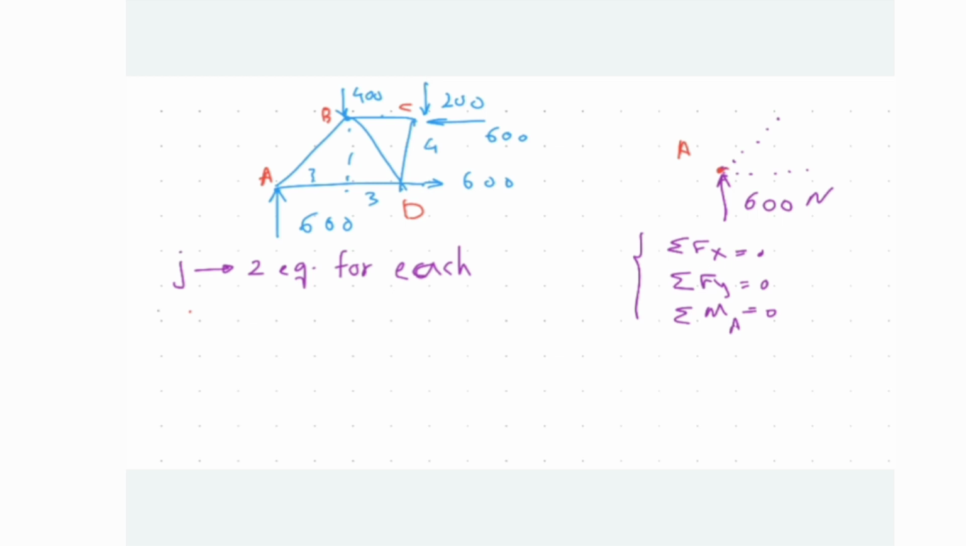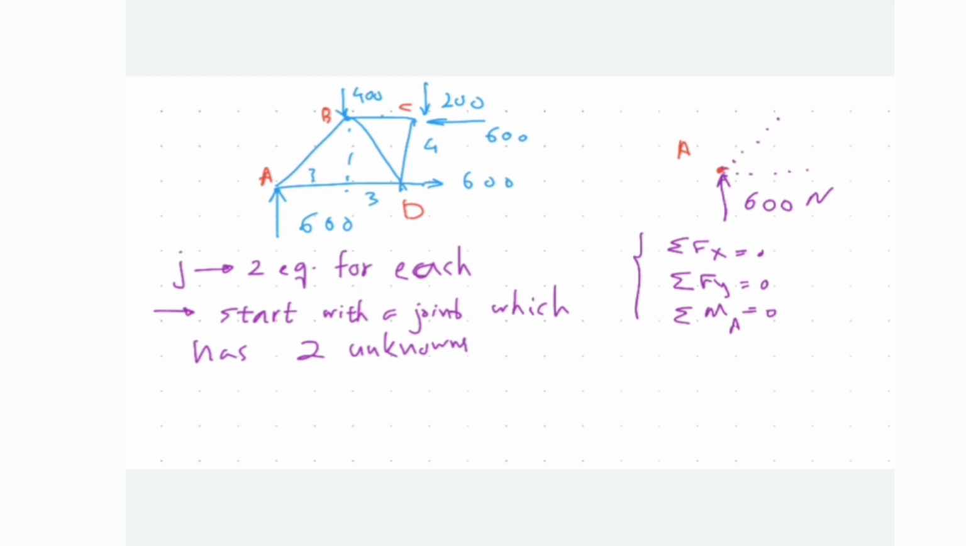Then here is one important note. This is the second step. After finding the reaction forces, we start with a joint which has two unknowns. We cannot solve more than that. Okay, then let's start with one of them, C or A.